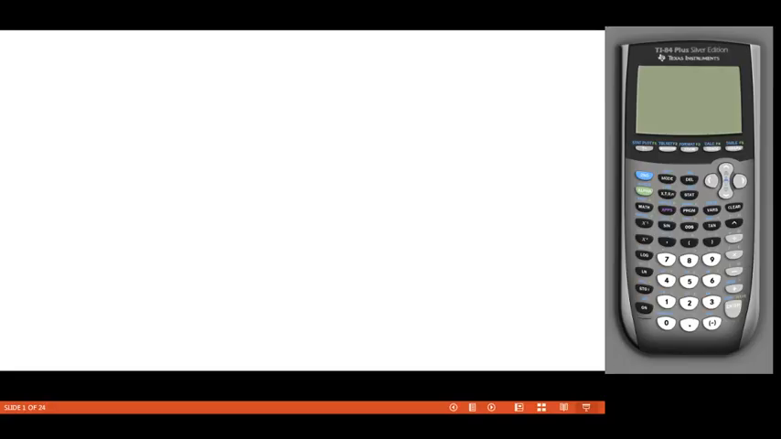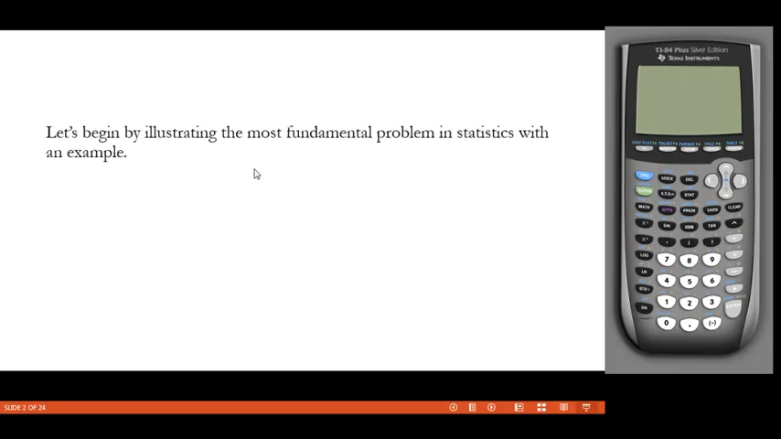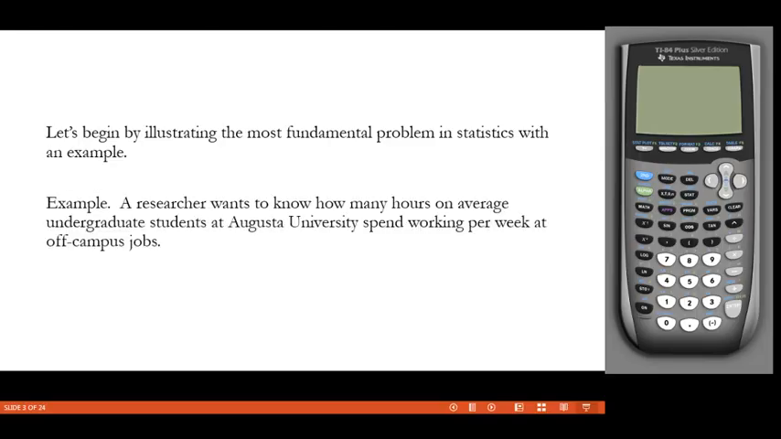So to get started in this course, let's take a minute and look at a few terms that are going to show up many times during the course of the semester. And so maybe to get started, let's use an example to illustrate some of the important terms that are going to show up in the course. For our example, let's suppose you're a researcher and you want to study how many hours on average Augusta University students spend working per week at an off-campus job, which seems like a reasonable thing to study.